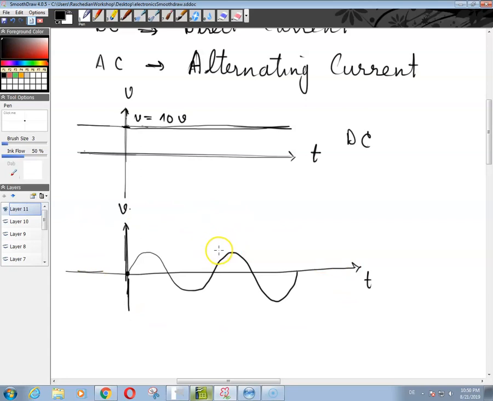Now, we will get into this in the second chapter of this book. In the first chapter, we will talk about DC and all the rules and regulations related to DC circuits.